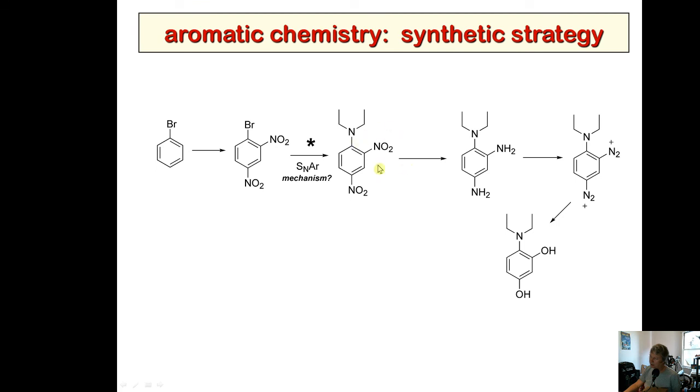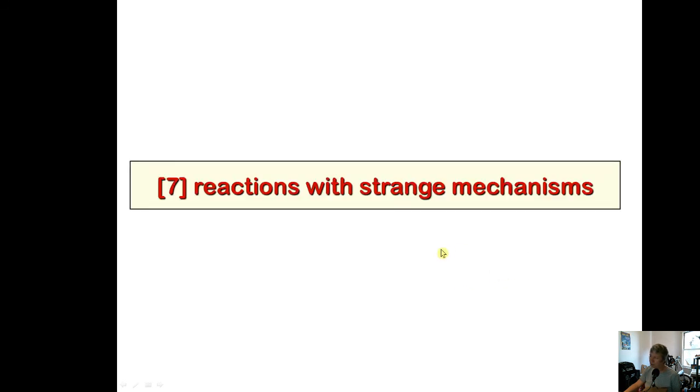And anyway, like in this example, then you reduce the nitros to amines, and then turn those into diazoniums, and maybe make phenols. That's a kind of cool approach from this bromobenzene to this diphenol type thing. There's a lot of ways you can connect these reactions to make complicated molecules.